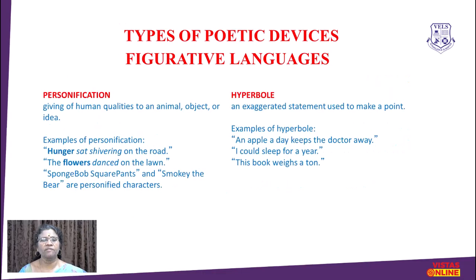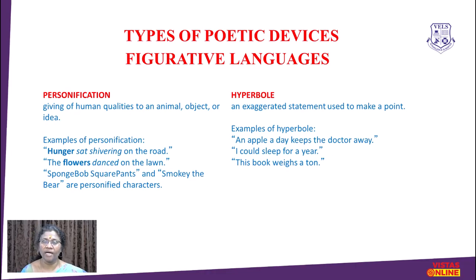Personification. What do you mean by personification? Giving human qualities to non-human objects, for example, an animal, object or idea. So these are all non-human objects, but we give them human qualities. Example: Hunger sat shivering on the road. How could you expect that? Hunger is not a person. Hunger is not an animal. Hunger is only a feeling.